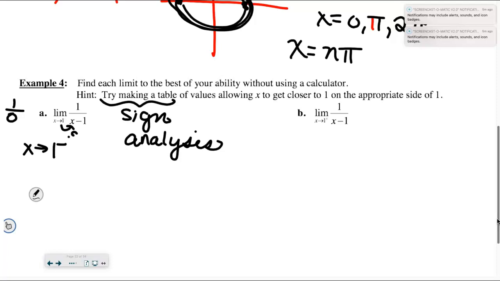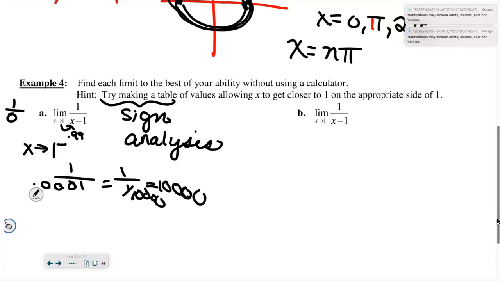So in my head, I'm thinking 0.99, right? Will that result in a positive or a negative number? Negative, correct? If I plugged it in, if I said, well, I'm going to let x be 0.99, I'd have 1 over 0.01, which is 1 over 1/100, which is 100. I'm positive. Even if I got closer, it's going to add a 0. And if I get closer, it's going to add another 0. What am I 100% sure this guy's going to? Infinity, correct? I don't really need a table.